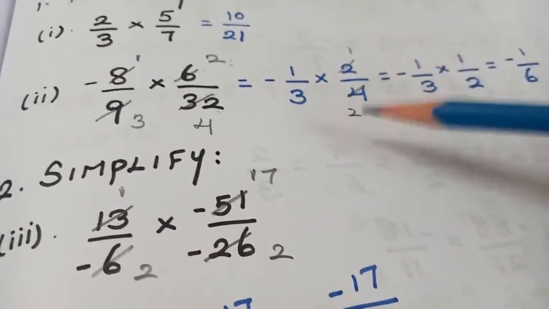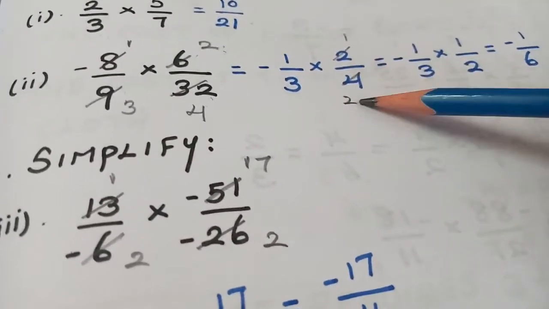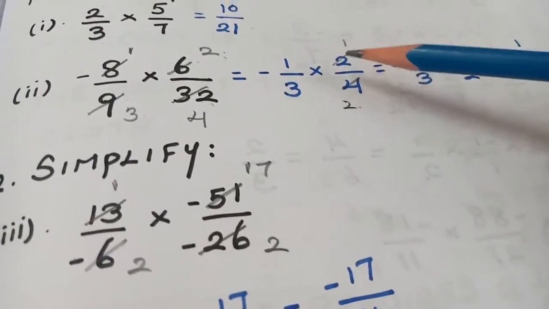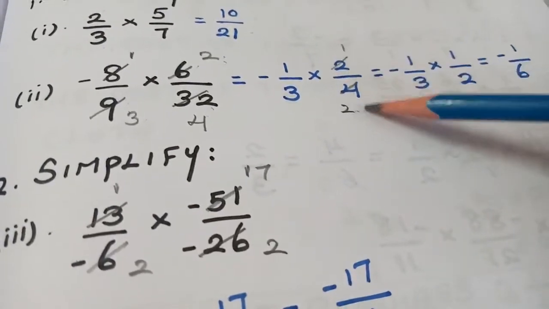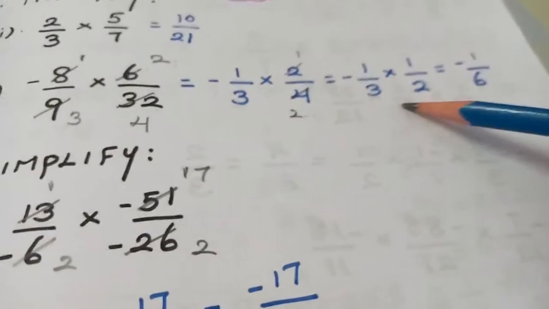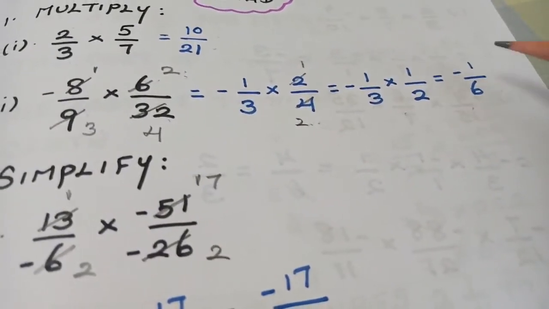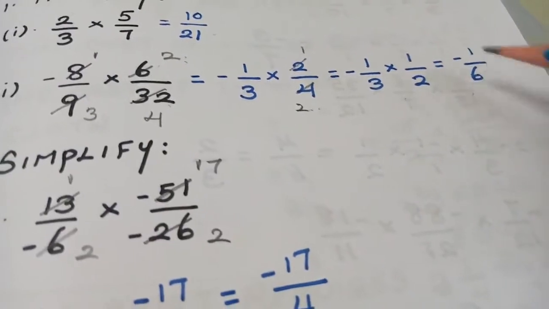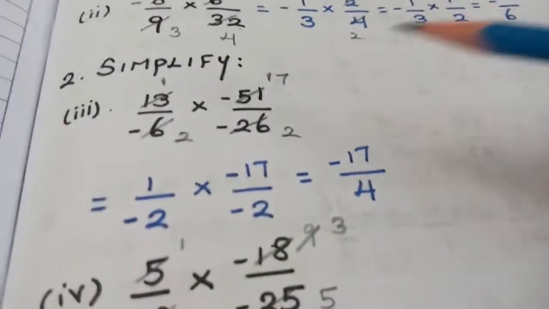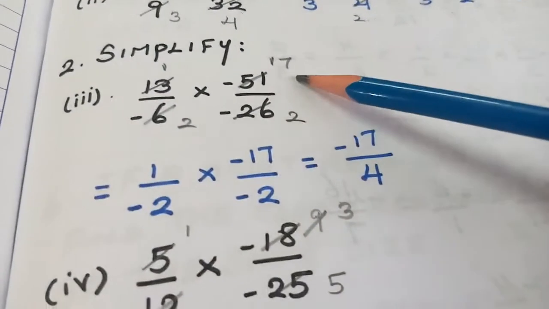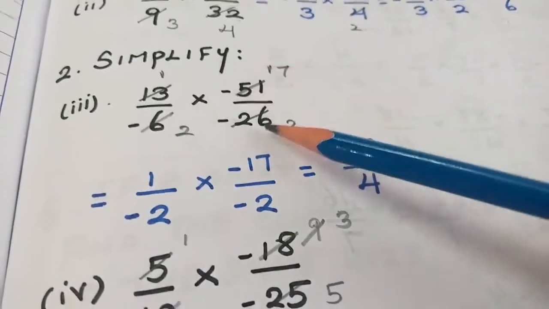After writing, again check if any cancellation is possible, top and bottom. 2 ones are 2, 2 twos are 4. After cancelling and simplifying the terms, multiply the values, multiply with the sign. After multiplying, you get the answer as minus 1 by 6. The same way you do the second sum. The second sum is simplified and also given to you.